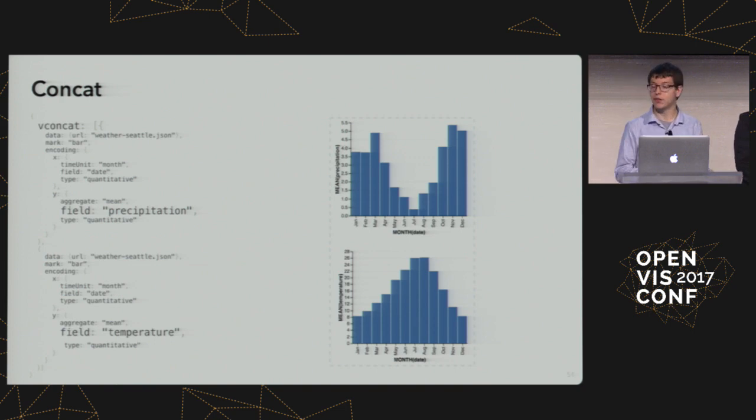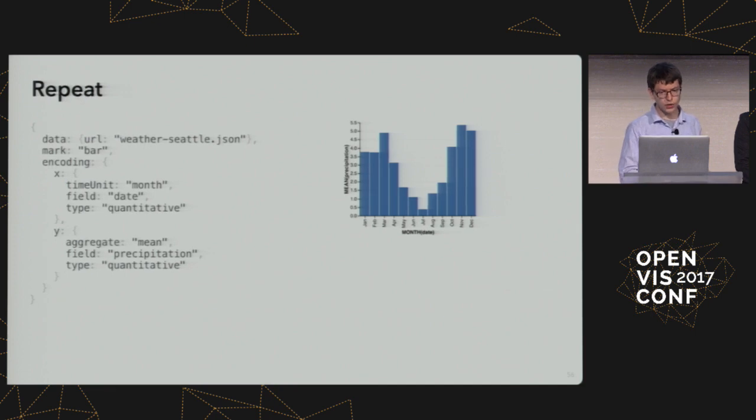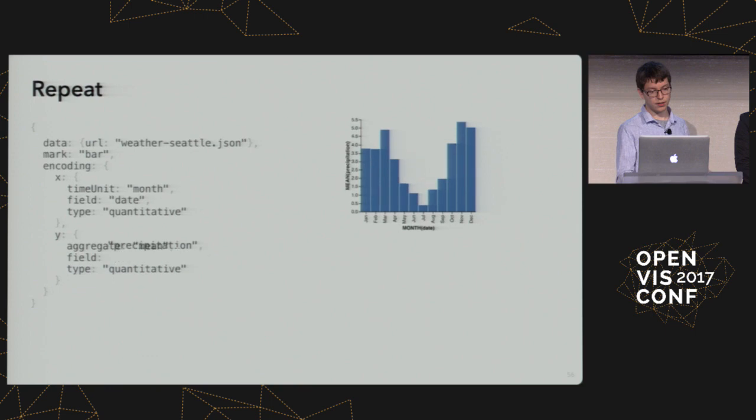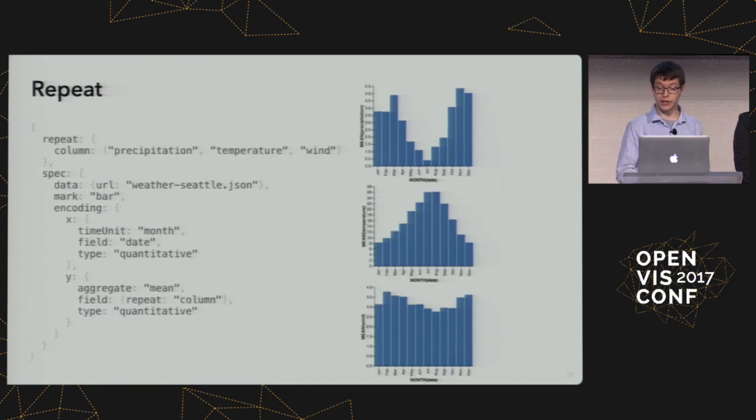A recurring design pattern that we identified is that concatenated views are the same specification, they just use different fields. And because this is such a common operation, we promoted it to its own operator, and we call it repeat. To use it, we start with a specification of a single view. Then we nest the specification and add some parameters.